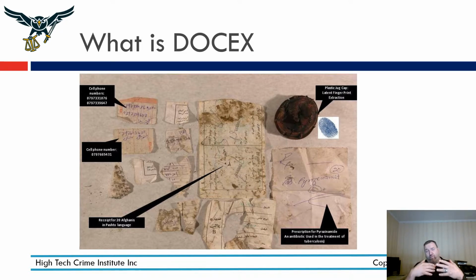So when we start talking about DOCEX, we start talking about how we can use information amongst the domains of intelligence gathering or evidence gathering or artifact collection. And this is what we're talking about. For example, the phone numbers up at the very top here by themselves, or these numbers right here, might mean absolutely nothing.